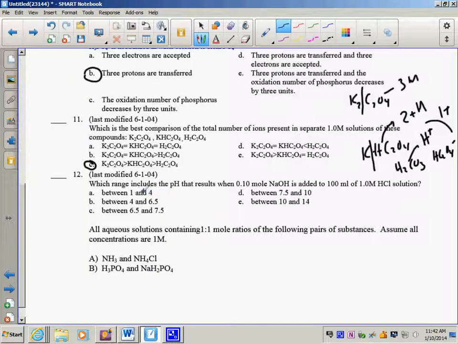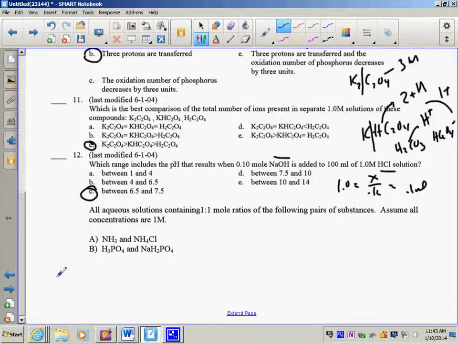Which range of pH is 0.1 moles of this and 0.1 moles of that? Well, 1 molar equals X over 0.1 liter equals 0.1 moles. So these moles are equal. Therefore, they'll neutralize. The salt is neutral. Therefore, it will fall in the neutral range.